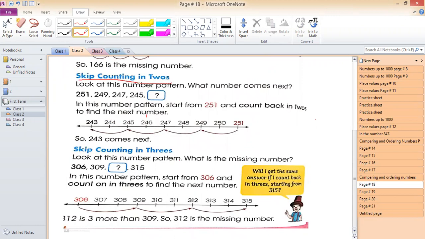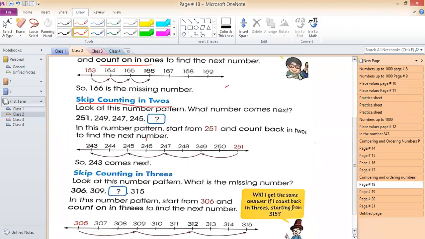Skip counting in twos. If you look at this number pattern, what number comes next? Before going to that number, guys, I would like to give you an easy example. Look at this number: 2, 4, 6, 8. Here I am also counting in twos. But you can see that this is the easy example.